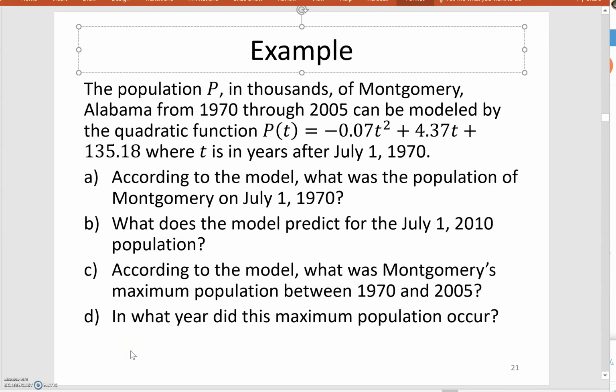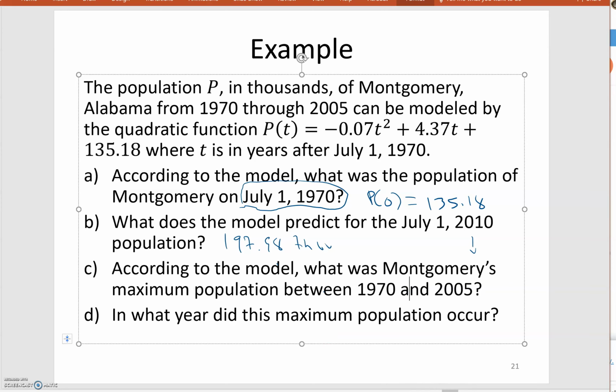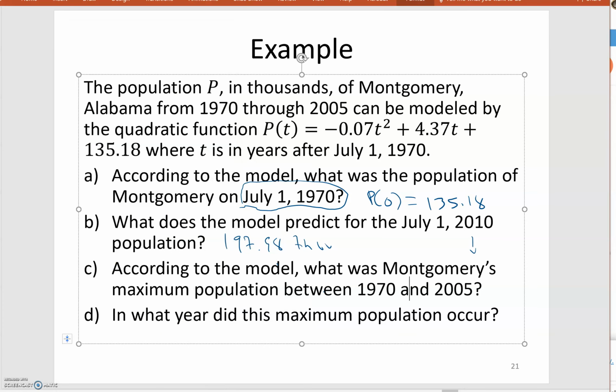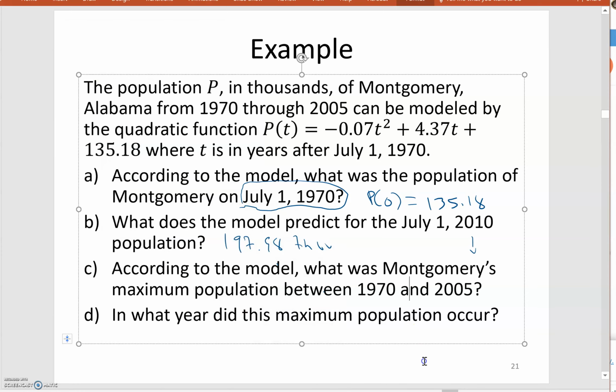All right, so let's move into six. So as I was saying, the maximum population is 203,380. And in what year did this max population occur? That's part D. That would be 31.21 years. So 31 years, so that's going to be 2001.